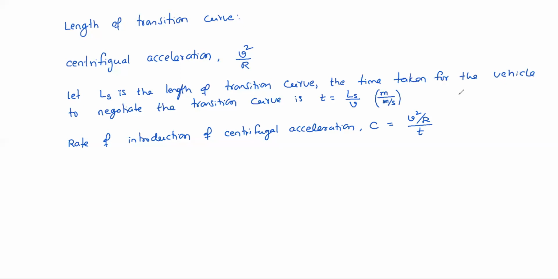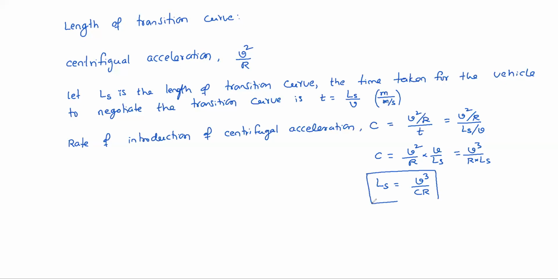The rate of introduction of centrifugal acceleration C is V square by R by T, and T is Ls by V. So C equals V square by R multiplied by V by Ls. So that is V cube by R into Ls. Otherwise, Ls equals V cube by CR. So this is the length of transition curve required.